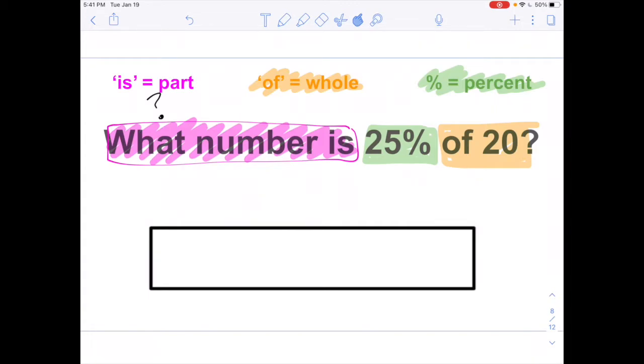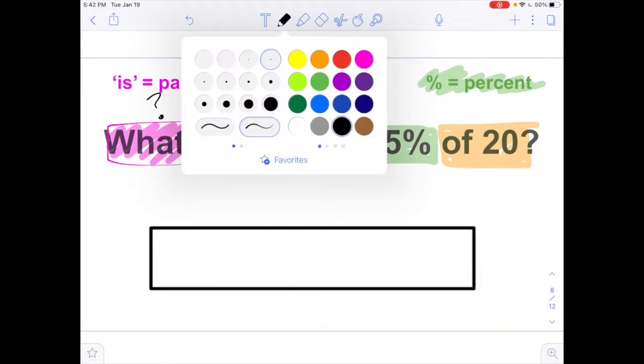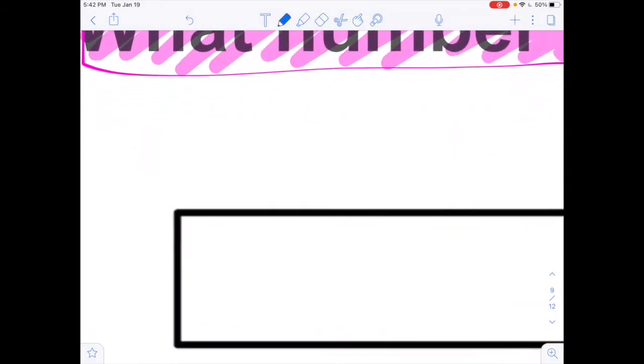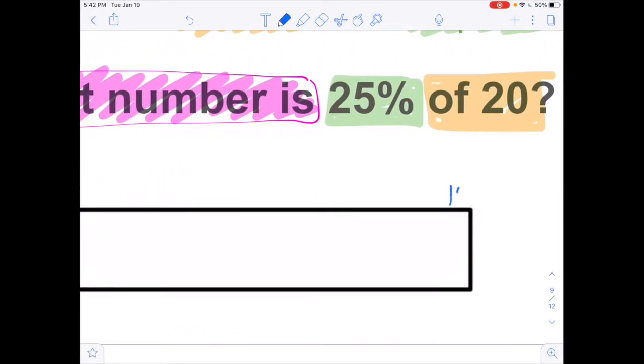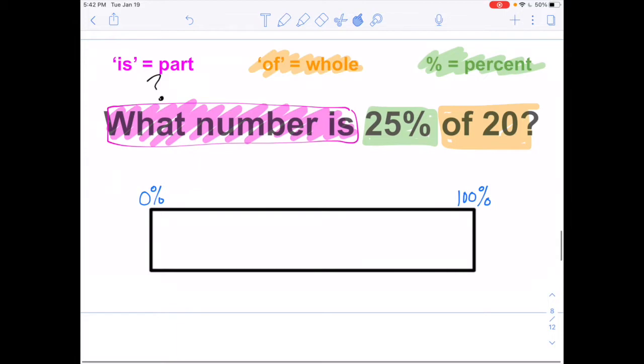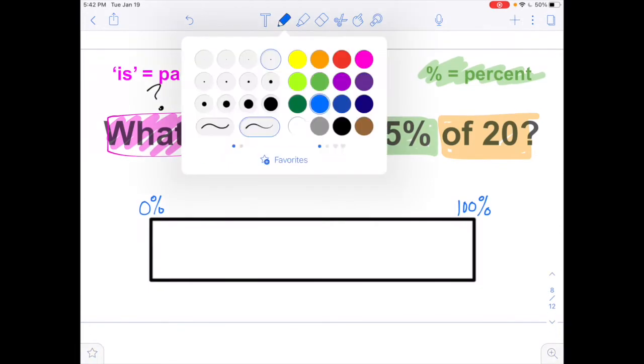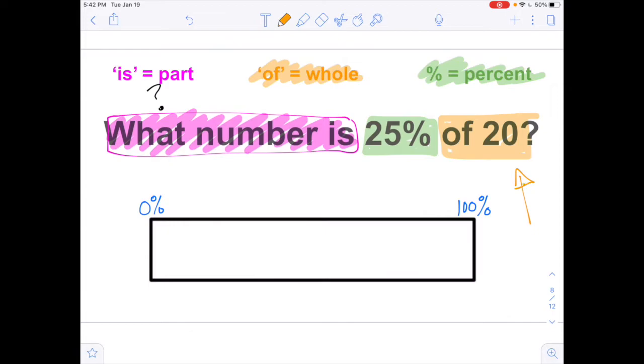Now that I know that I'm solving for the part, I'm bringing in a percent bar for a tape diagram. So we talked about how on the upper left side, we'd have 0%. And then if we got all the way to the other side, if we filled in that whole bar, it would be 100%, because 100% means the whole thing. So I need to find where 25% is. But there's more information here, right? I can see that of the whole is 20.